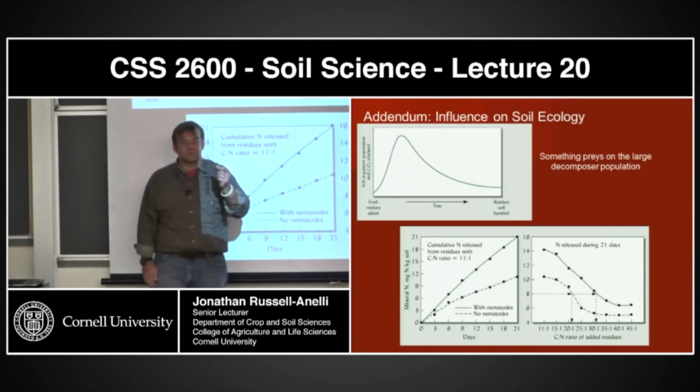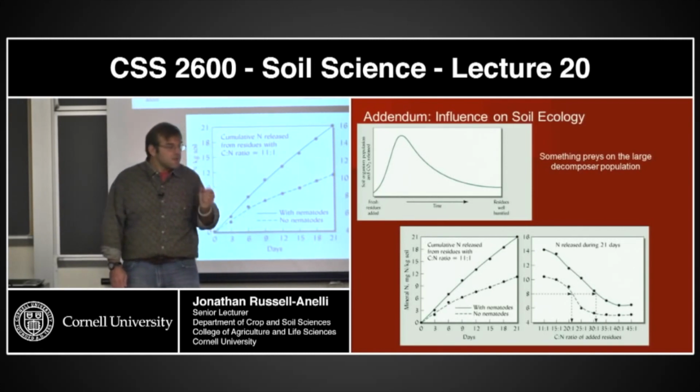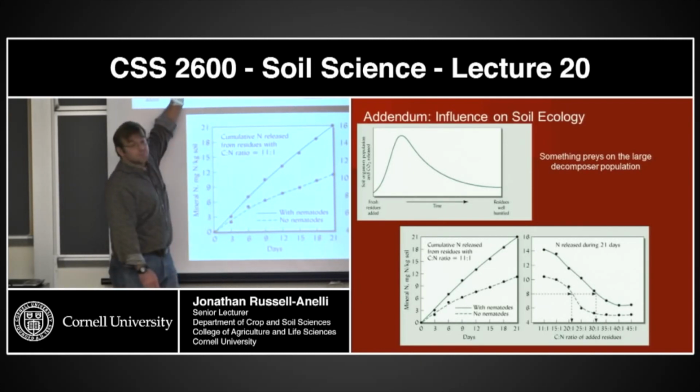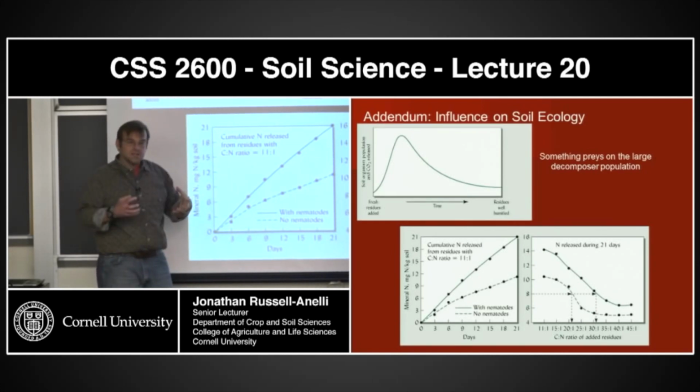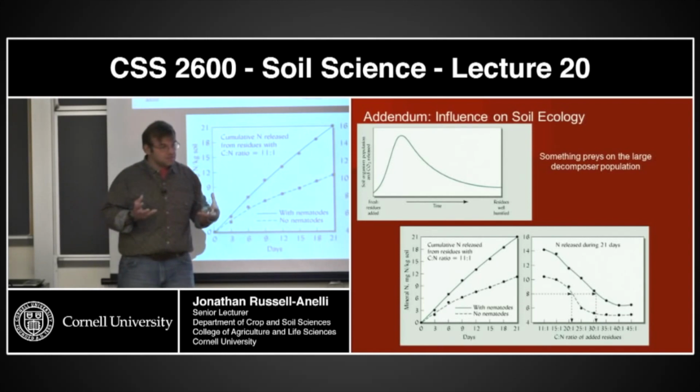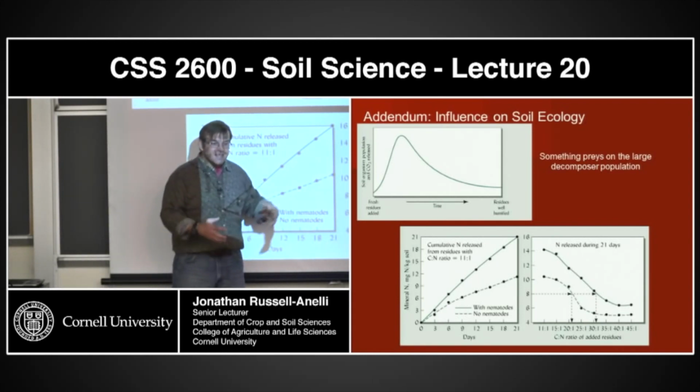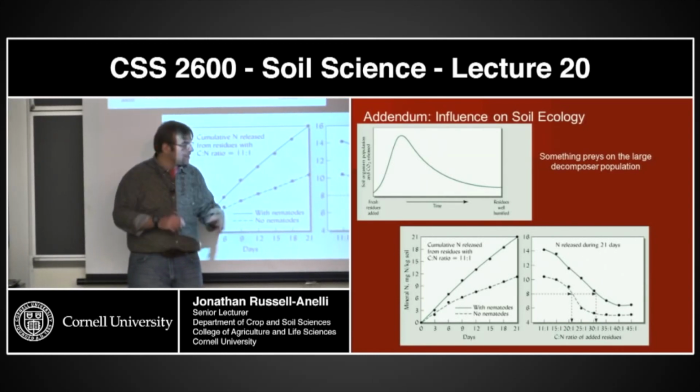Now, nematodes are sort of predatory little worm-type things. And basically what they're doing is they're eating this population. And in the process of doing the eating, they're breaking them up, and they're sloppy eaters just like us. And that nitrogen that's in the biomass of the microbial population is being released.